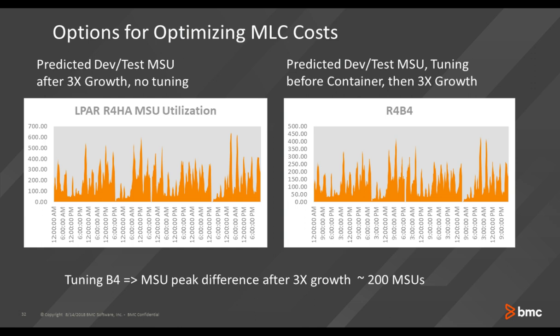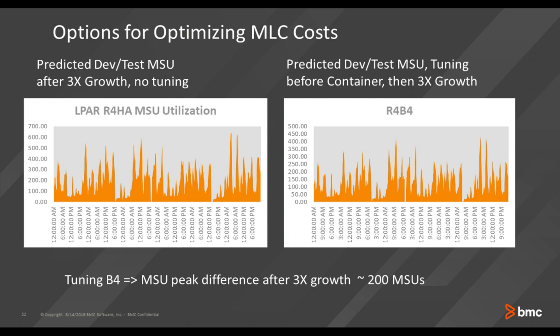But another thing we can look at is the dev test after 3 years of growth is going to be consuming, as you can see, 500 to 600 MSUs during the peaks. If we tuned the dev test work prior to going to a container and then allow the growth, the difference is about 200 MSUs.